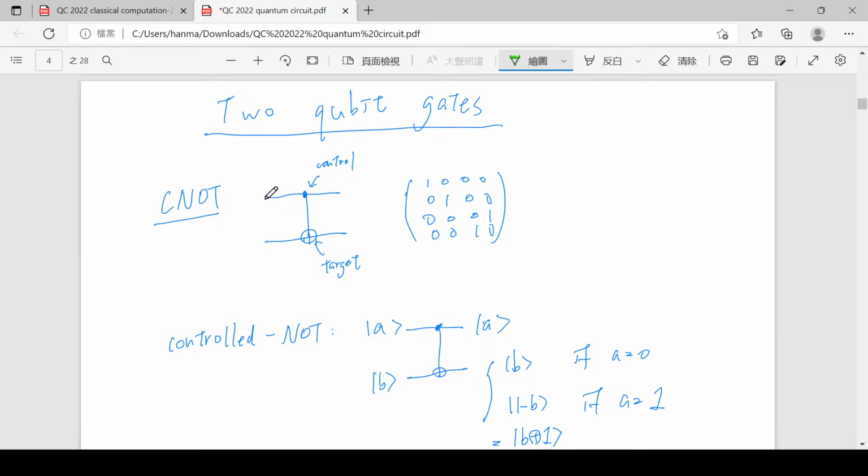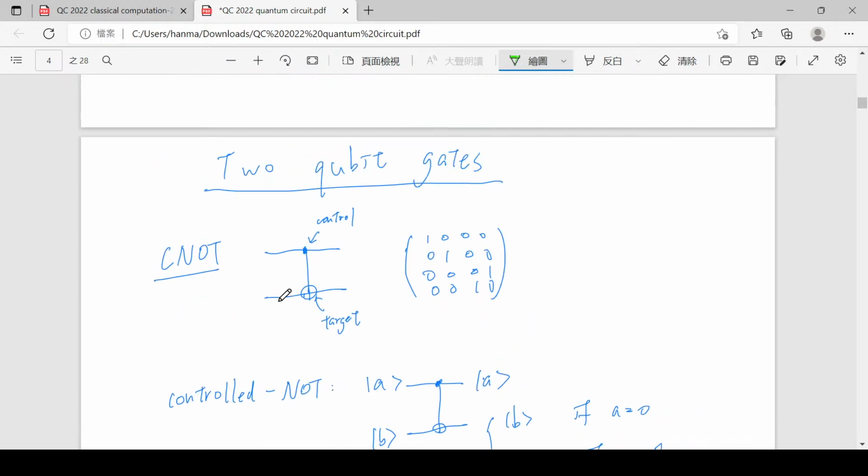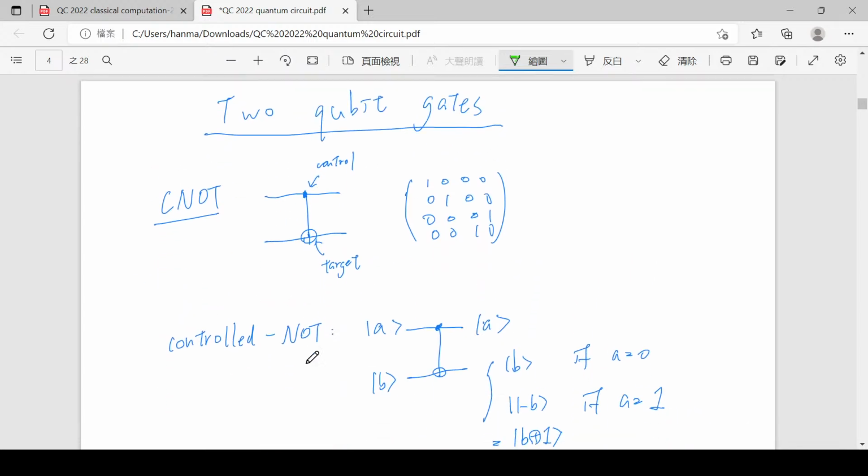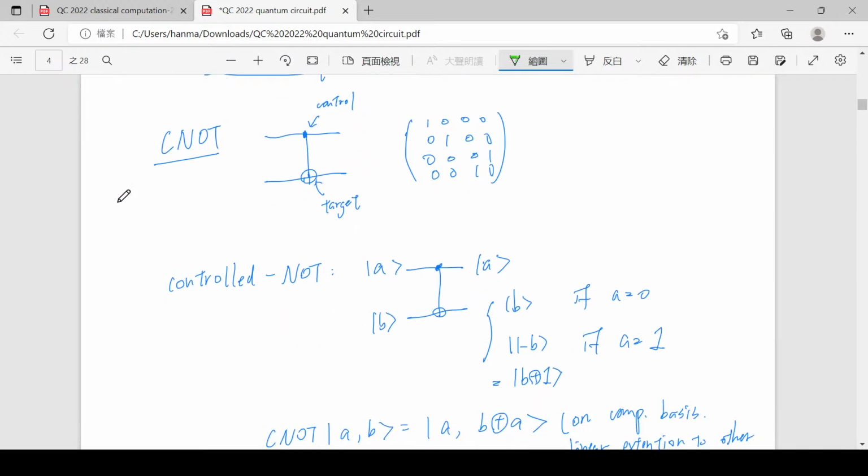It's a 2 qubit gate, and it's not symmetric between those 2 qubits. It has a control and a target. If you write out its matrix, it's a lot of zeros and only 2 ones in the top block and another 2 ones in the bottom. CNOT stands for controlled NOT, and controlled NOT is a classical gate. So CNOT is really a quantum generalization of this classical controlled NOT gate.